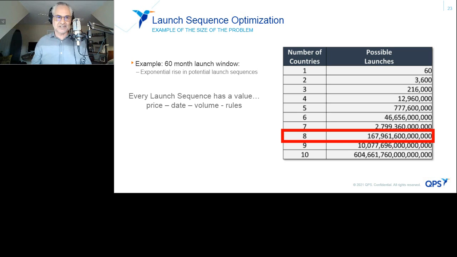But we all know that the reality in the world that we work in is, how many countries do we have on a global launch? You're going to go for 50, 80, 100. And we've shown you only need to get 8 countries at 167 trillion sequences. The problem clearly explodes to unfathomable methods of how do we find that launch sequence. It's like searching for a very, very valuable needle in a very, very large haystack.